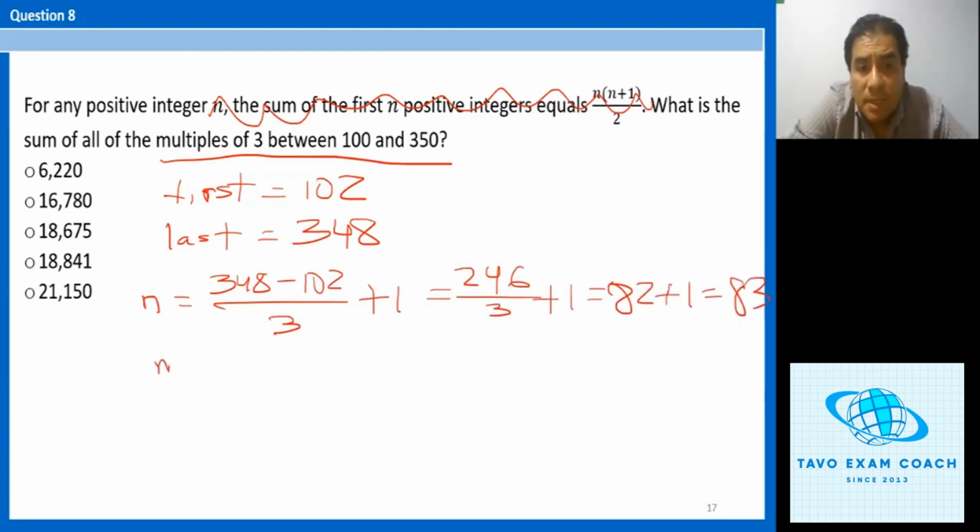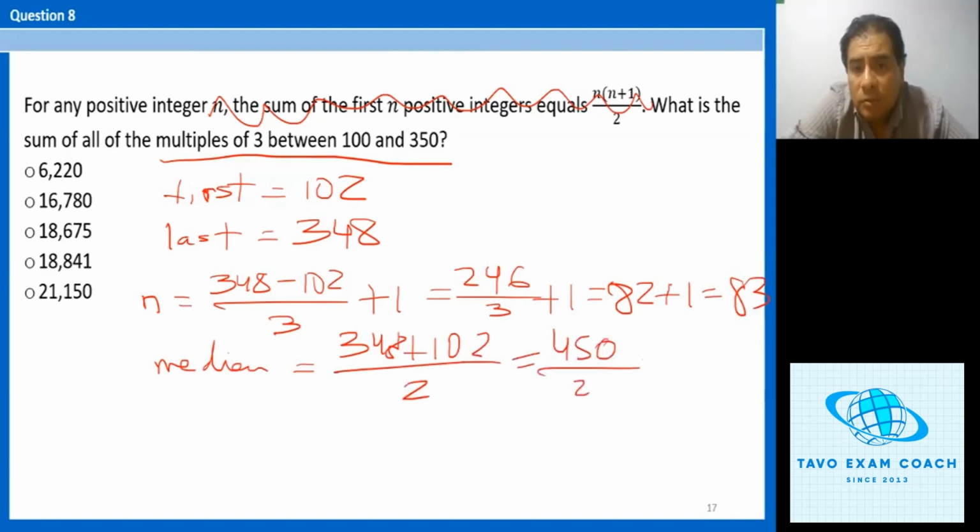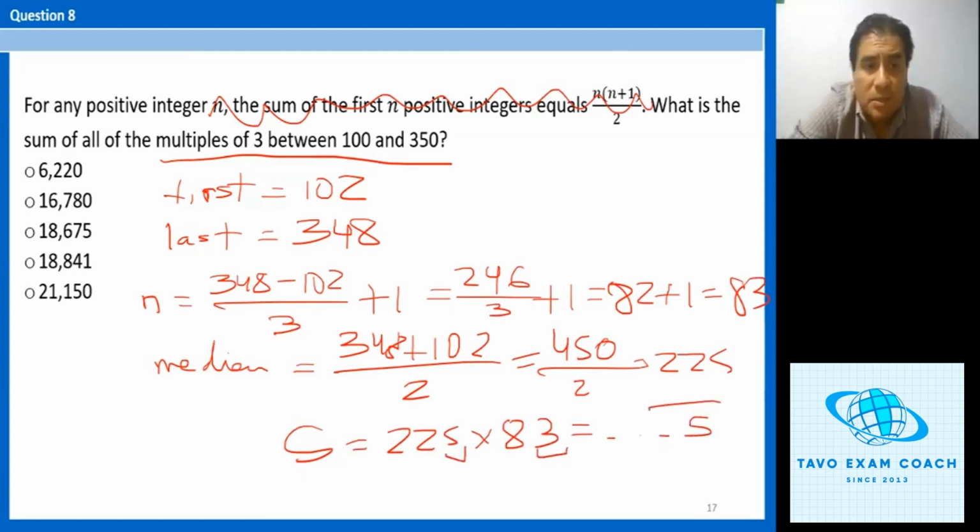And the median you can calculate as the average of these two. So 450 divided by 2, 225. Now for the sum, you just need to multiply these two. Don't worry about the whole multiplication. Focus on the last digit. It must end in 5. So the correct answer should end in 5. That's it.